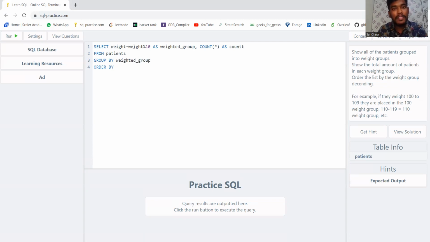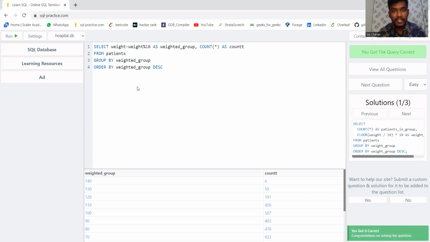Now on what basis do we order? They have mentioned to order the list by weight group descending. So let's write weighted group descending. This is it. Let's check this. Yeah, we got the correct answer. They have also given another way of doing this: floor of weight by 10 into 10. Yeah, we can do it this way also. So let's move on to the next question.